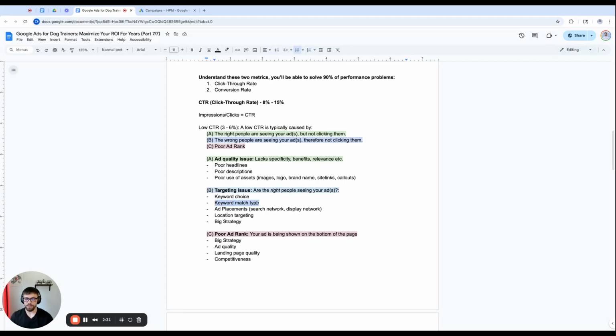Poor keyword match type. If you're using a broad match keyword, there's a good chance you're going to get a lot of wasted search terms that are triggering your ad and causing wasted ad spend. The wrong people are seeing your ad. Or they simply just don't even click it at all, right? Because it's irrelevant to what it is that they're looking for.